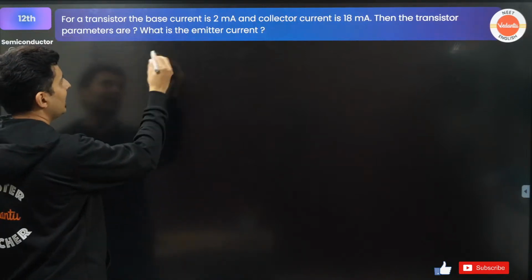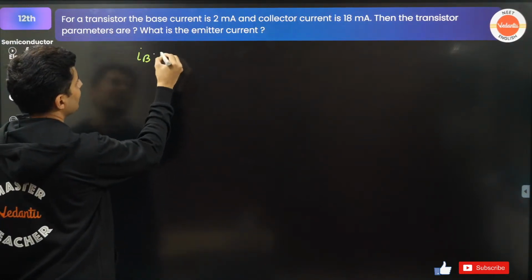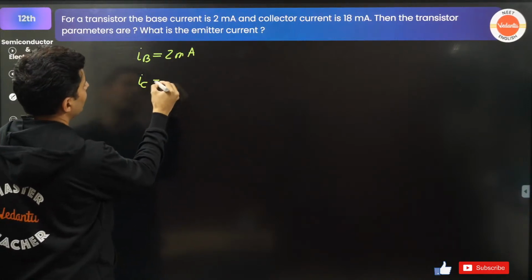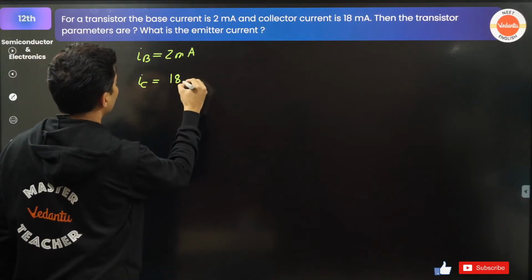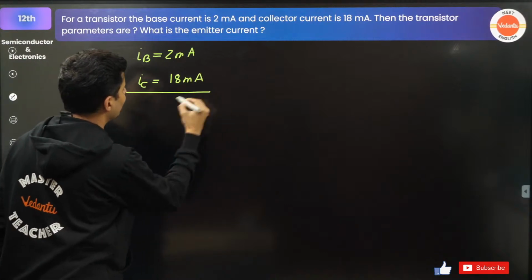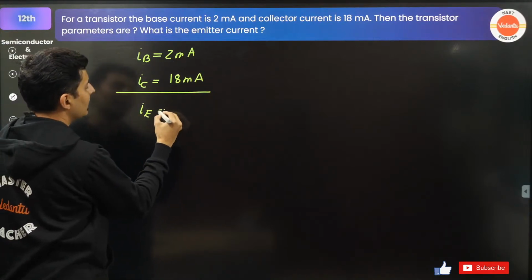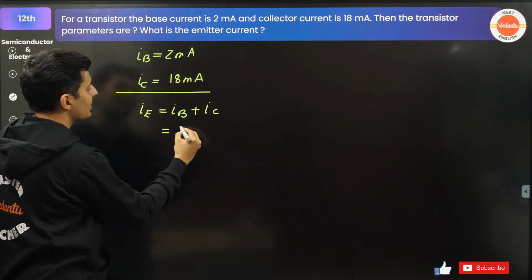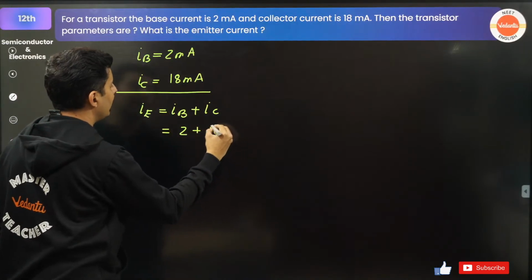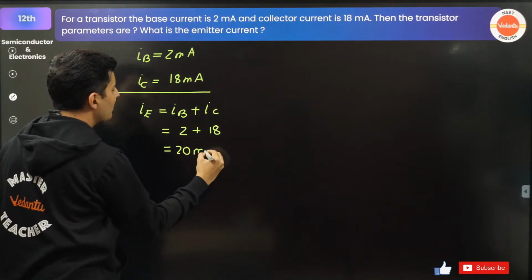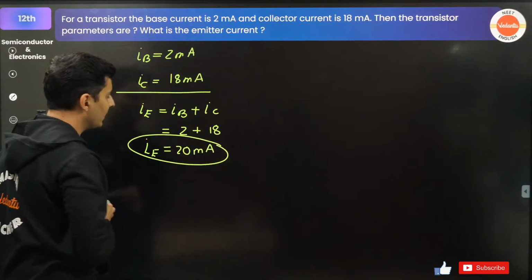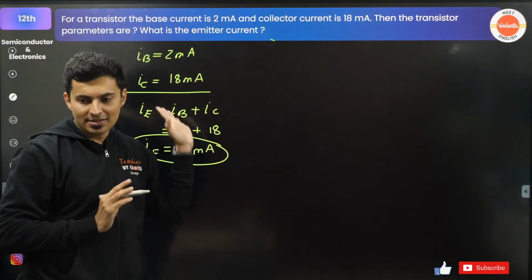Don't worry. So guys, I know over here the base current is 2 milliamperes. I know that the collector current is nothing but 18 milliamperes. I know one thing, that the emitter current is nothing but the base current plus the collector current. So base current is 2, collector current is 18. So this will be 20 milliamperes. That is your emitter current, correct? So I got this answer.